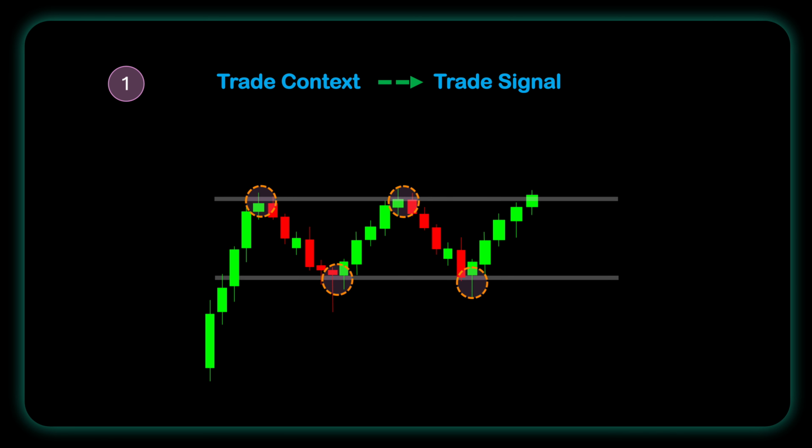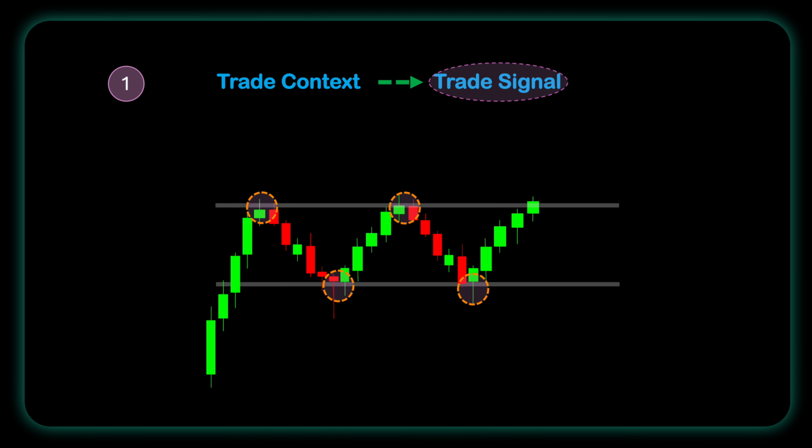Then the next thing to look at is the trade signal. So the trade signal follows exactly after you have gotten the context right. After you have realized that you are in the support area or you are in the resistance area, then the price will end up breaking out of the range at some point. And when it breaks out of the range, you want to see that particular candle closing above the range or right above the support of the range.